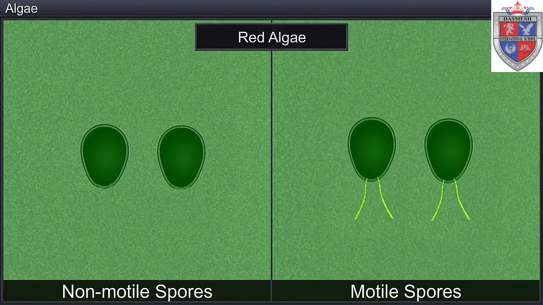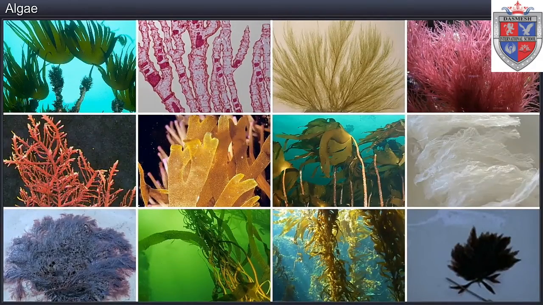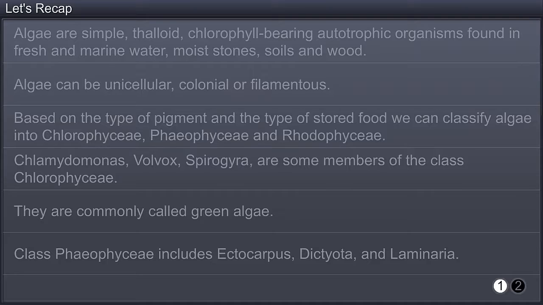Red algae reproduce vegetatively, asexually through non-motile spores, and sexually through non-motile gametes. Thus, we have seen that there are a variety of algae that thrive in the aquatic habitat. You have now reached the end of this module.